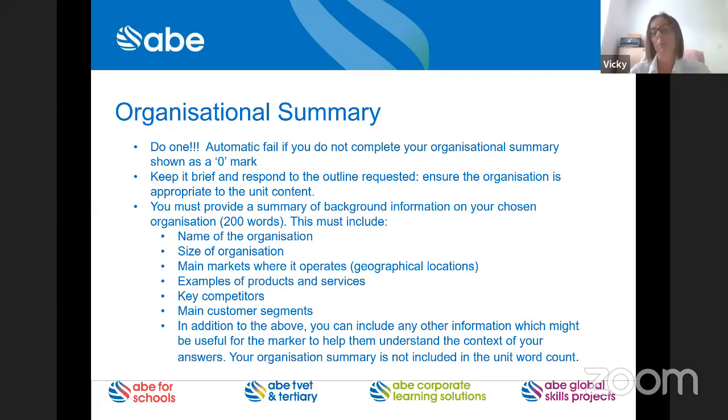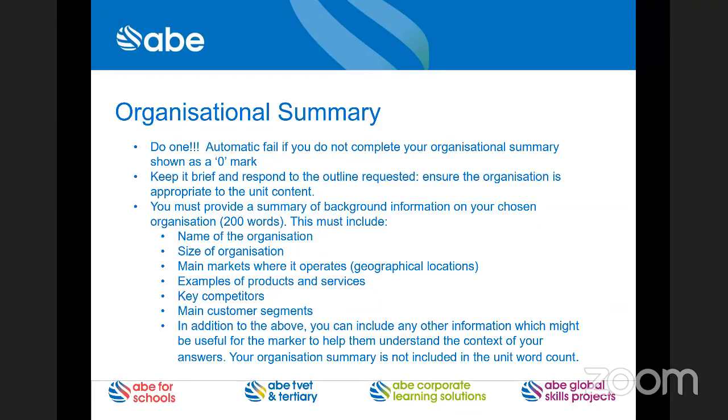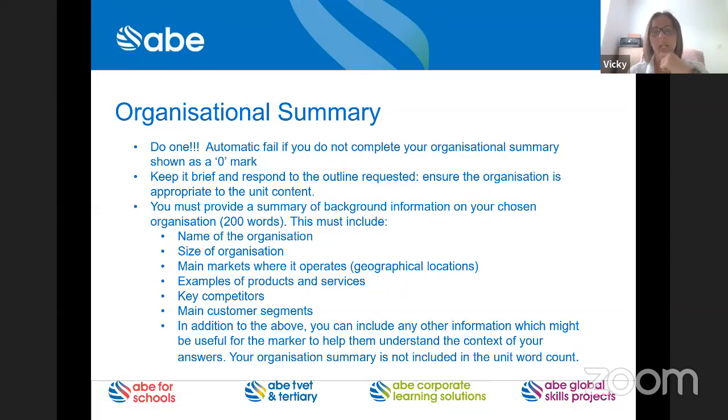Now, we say it needs to be about 200 words long, but it's not included in your word count, but we do need some detail about your organisational summary. Now, as you'll see right at the top, if you fail to include it, you will get a 0 mark, and that means you will fail the unit. The reason for that is ABE's qualifications are designed to be applied. So although they're very, very knowledge-based, what we want to do during the assessment is to be able to apply that knowledge. So we want to see that you're taking the knowledge and you're able to apply it.